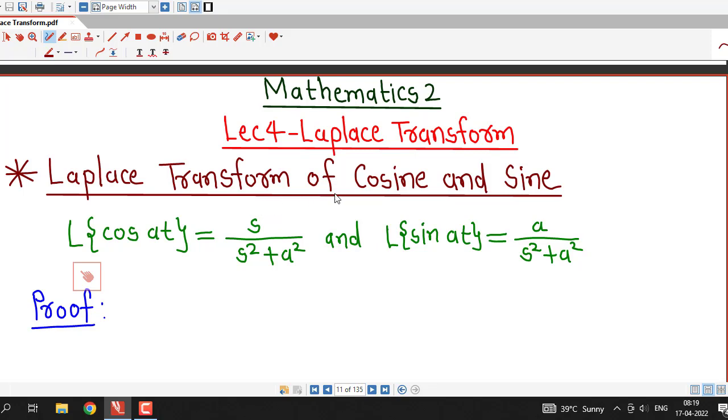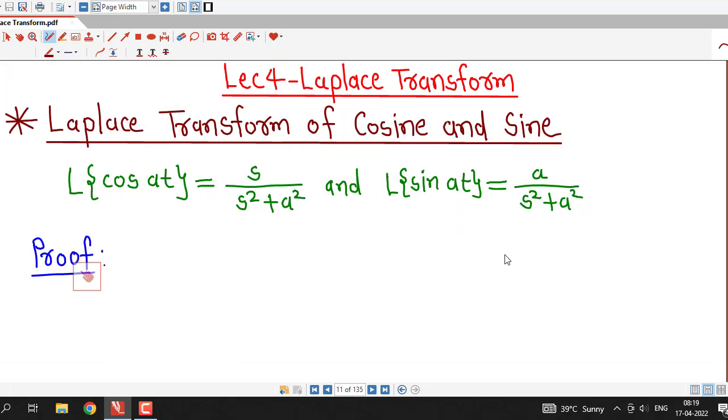In this lecture we will derive the formulas for Laplace transform of cosine and sine functions. We will show that Laplace transform of cos at is given by s divided by s square plus a square, and Laplace transform of sine at is given by a divided by s square plus a square.